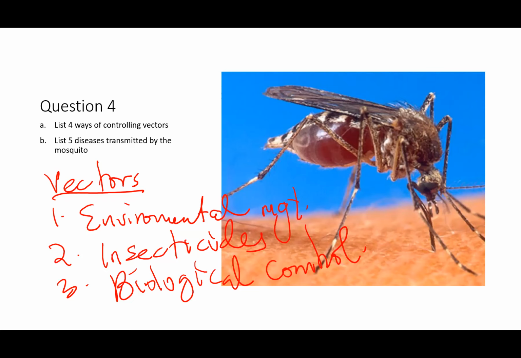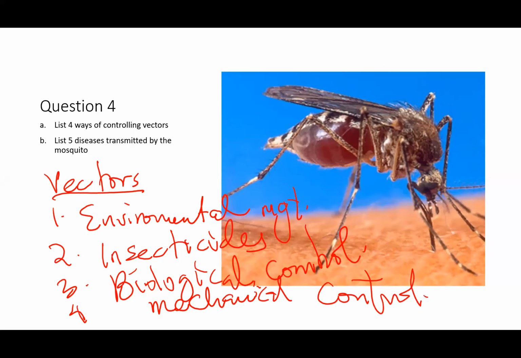Okay, then there's mechanical control, which involves physical removal of any vector or any stage of their life cycle. So these are 4 ways you can control vectors: environmental control, use of insecticides, biological control, or mechanical control.